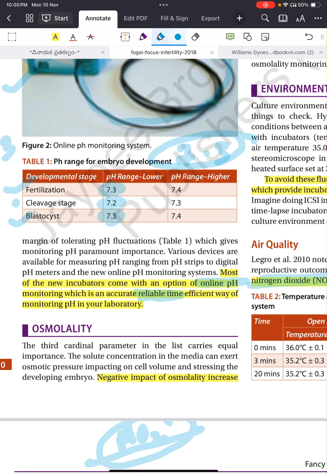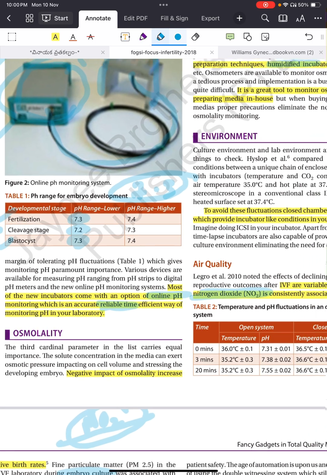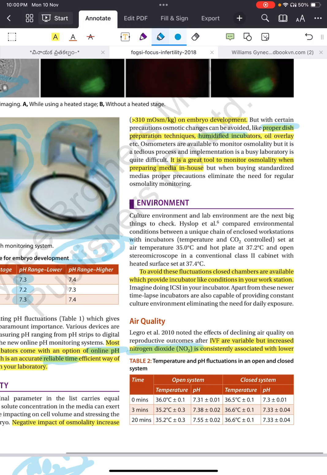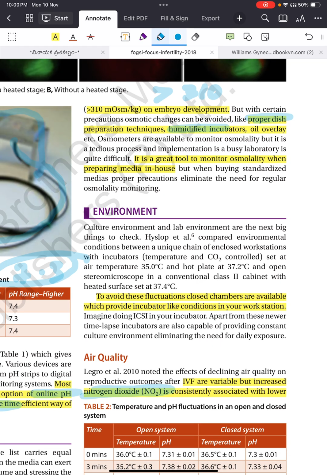That's about pH. So temperature we learned, pH we learned. Now we learn about osmolality. If osmolality is more than 310, then there is an effect on embryo development. So we should take precautions so that there are no osmotic differences, like proper dish preparation techniques, humidified incubators, oil overlay, etc.